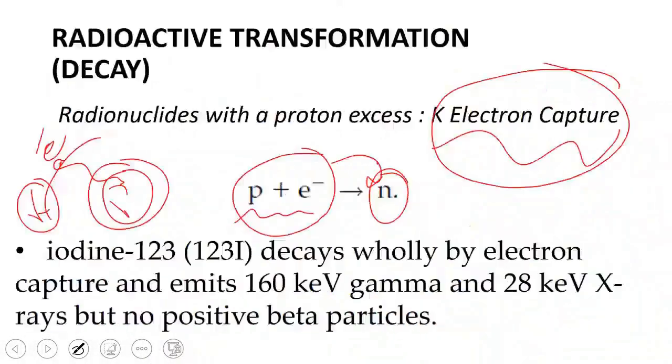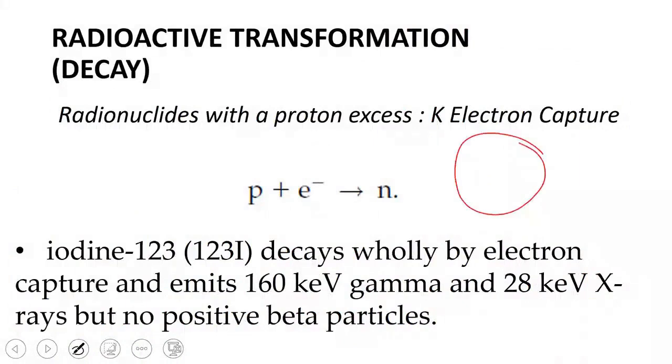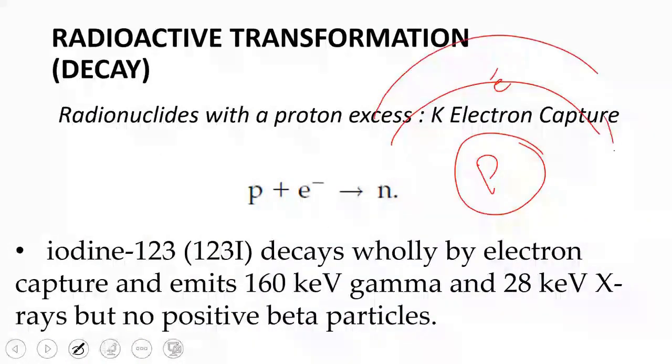Let's imagine this. In the nucleus, there are protons and an electron. And there is also a shell. We will say this is the K shell and this is the L shell. Now the electron was attracted and entered the proton to transform into a neutron, occupying the space where the electron was standing, which was stable and waiting. Now that space is empty.